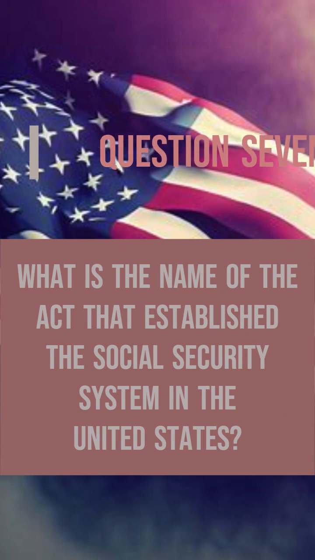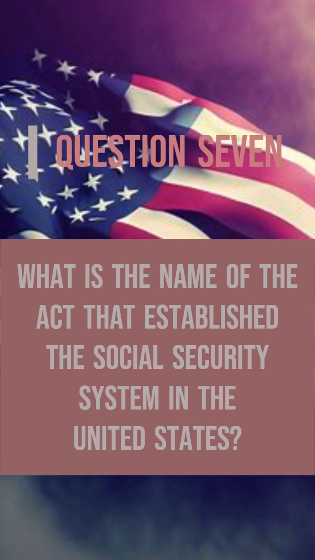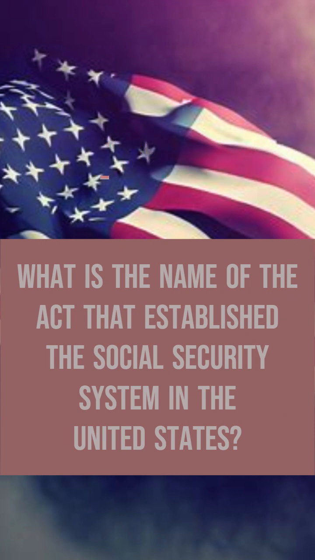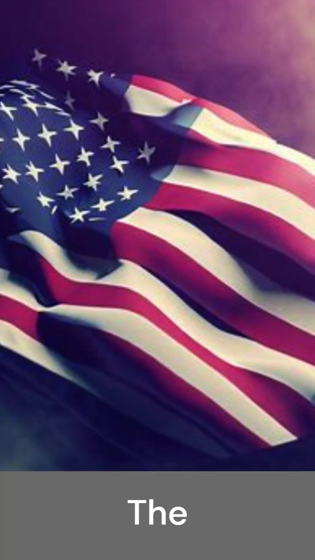What is the name of the act that established the Social Security system in the United States? The act that established the Social Security system in the United States is called the Social Security Act. It was signed into law on August 14, 1935, by President Franklin D. Roosevelt as part of his New Deal program during the Great Depression.